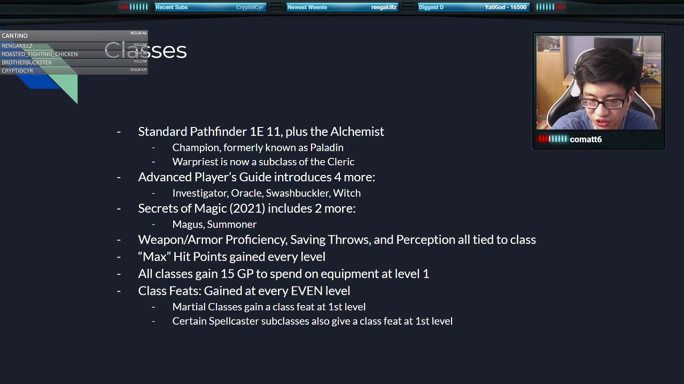Certain spellcaster subclasses can also get this feat at first level. So for instance, the wizard will choose an arcane thesis, and that will give them either the familiar class feat or a metamagic class feat, but not necessarily so. The druid and bard are guaranteed to gain a class feat at first level based on the order or muse that they select, and the sorcerer gets the shaft in that they will never receive a first level class feat.